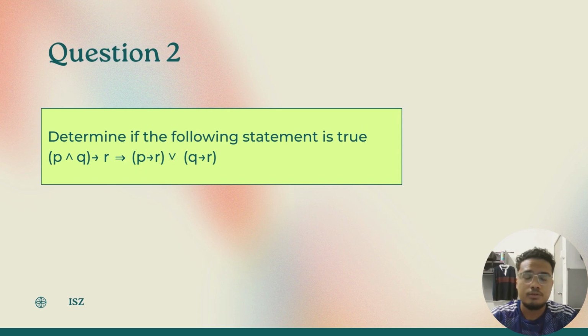So now we go to the second question. Determine if the following statement is true: P and Q implies R logically implies P implies R or Q implies R.